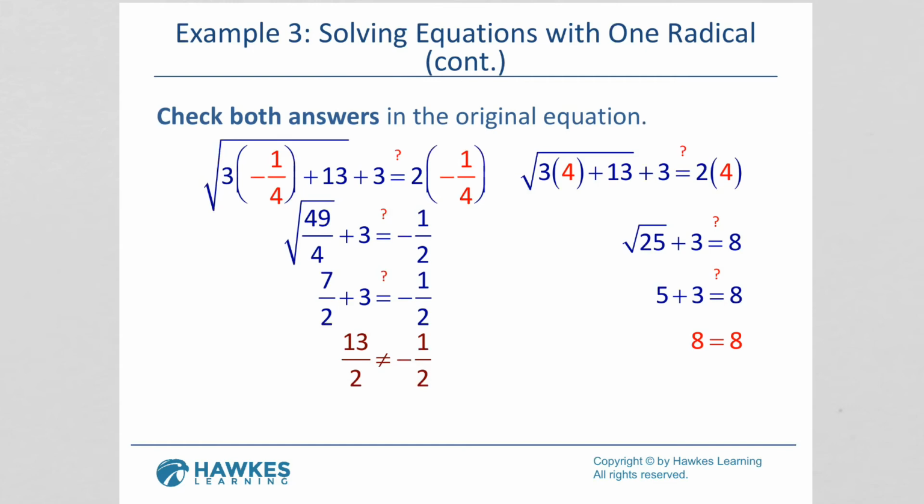On the left, 7/2 plus 3 is 13/2, which is not equal to negative 1/2. But on the right, I do have 8 equals 8. Negative 1/4 is not a solution. However, the solution 4 is.